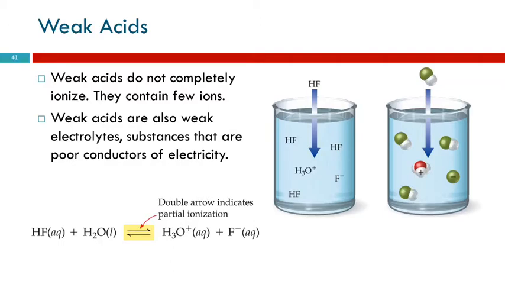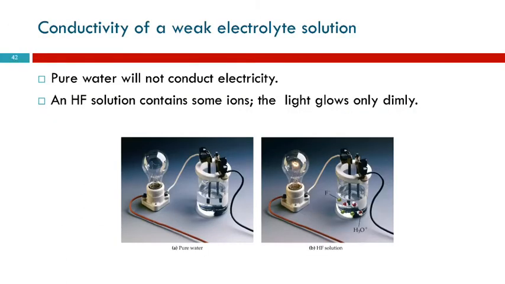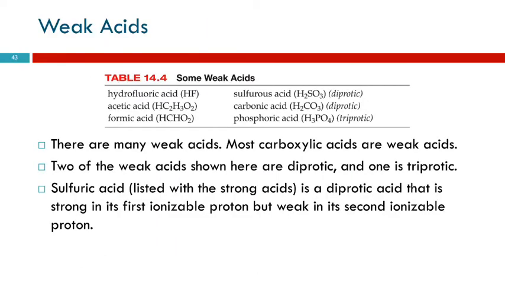That makes it a weak electrolyte. It's a poor conductor of electricity. We look at the light bulb, and the glow from this is weak. There are ions here, but not as many. There are fewer ions, and so fewer electrons get transferred across, and the light bulb glows more dimly. These are some weak acids. The way you know it's a weak acid is it's not one of the strong acids. If it's not one of the six, it's a weak acid.